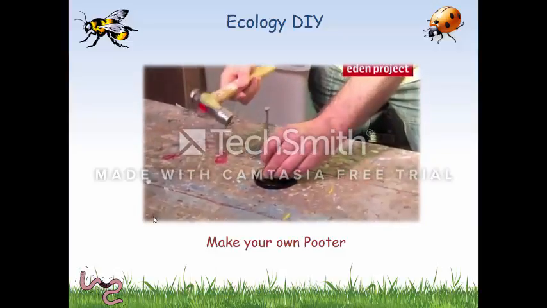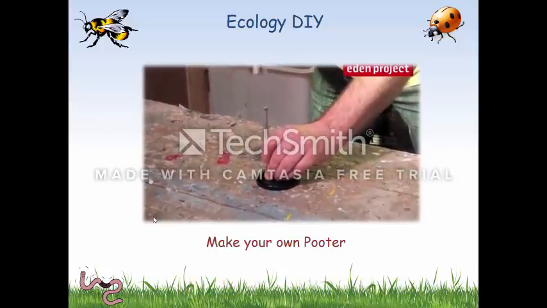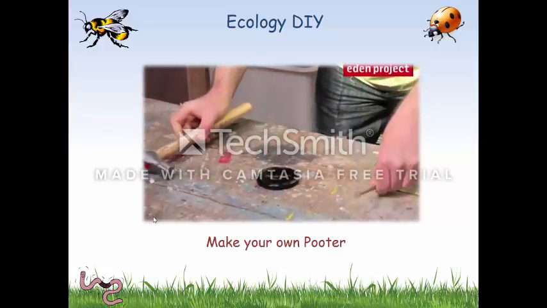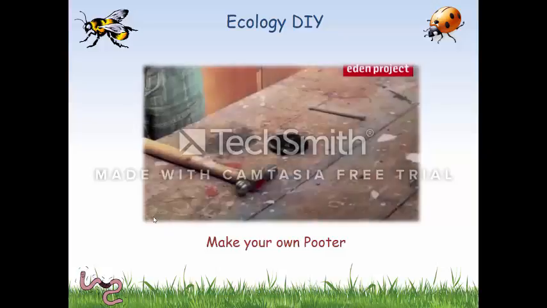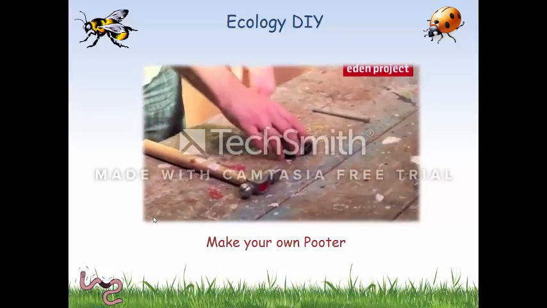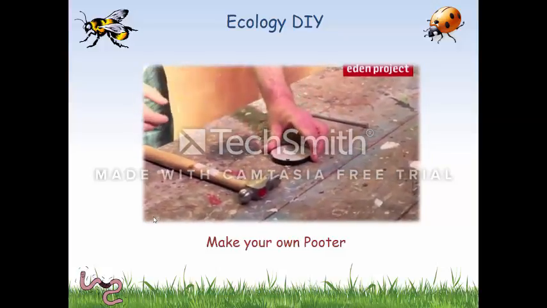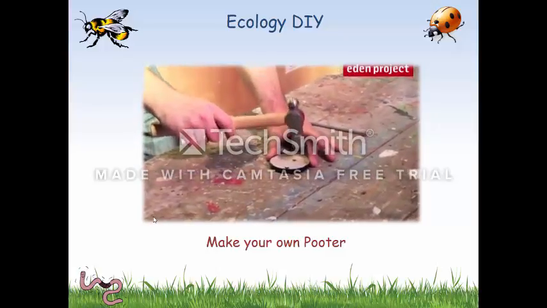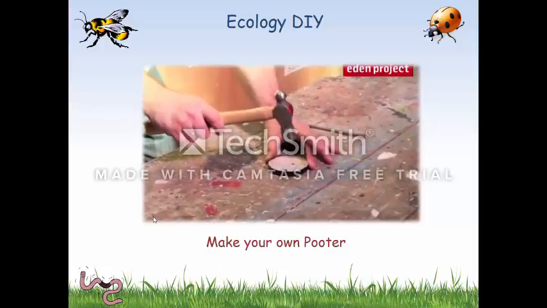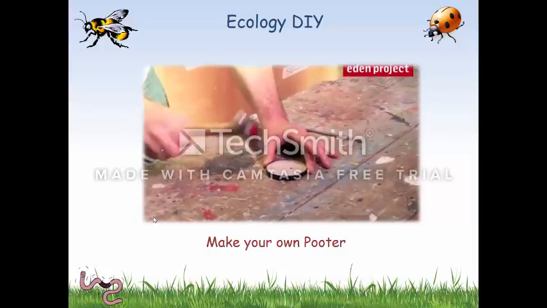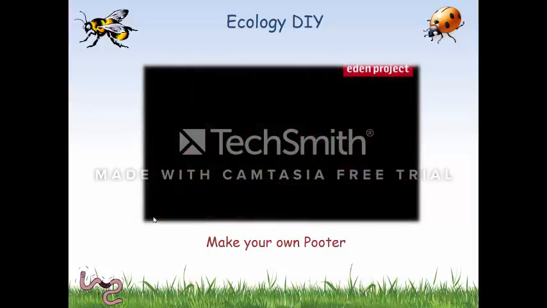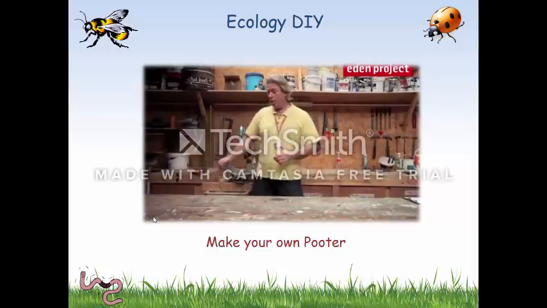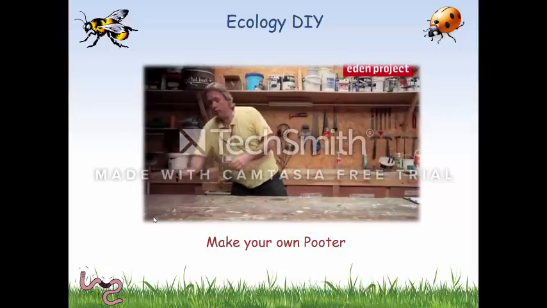One hole. And two holes. So we've made the two holes using the hammer and the nail. We're simply just going to turn it over, and now we're going to make it a little bit safer by simply smoothing the edges that we've made, just like so.